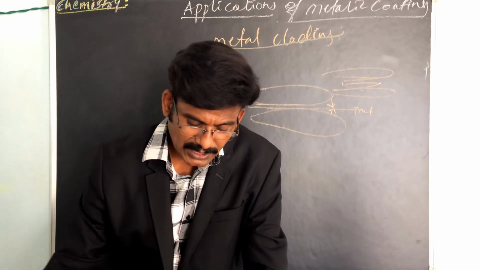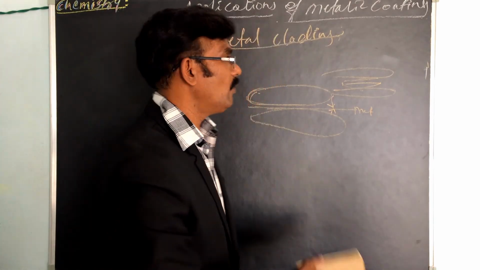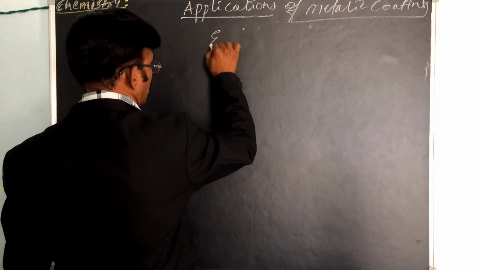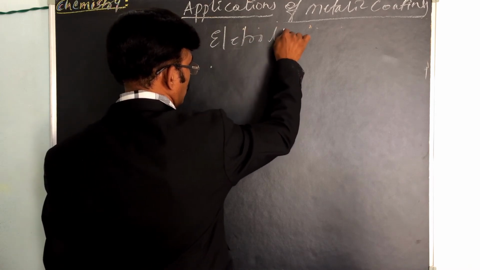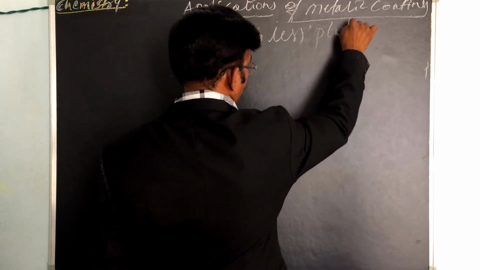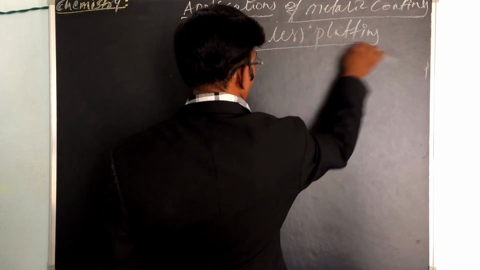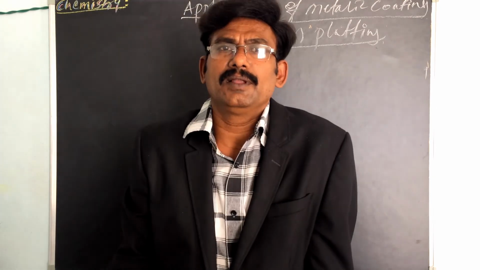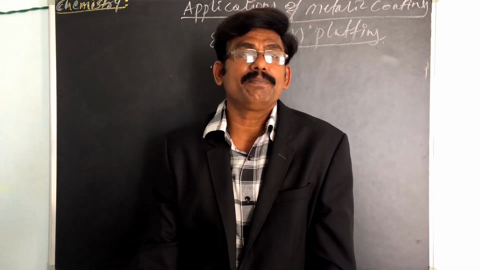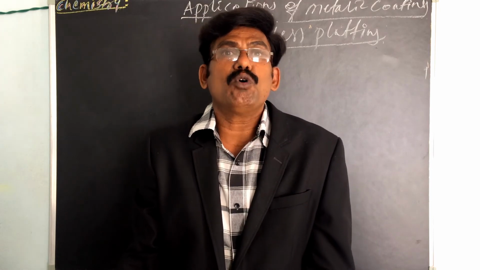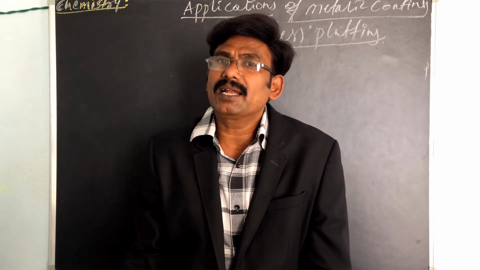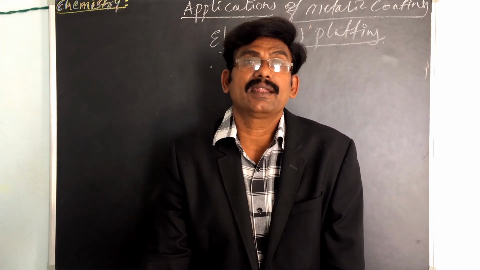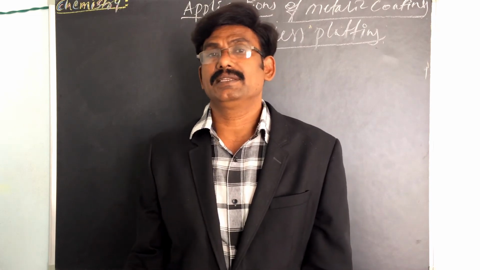And the final one is electroless plating. What is that? Electroless plating. It is used to deposit a layer of nickel-phosphorus or nickel-boron alloy on solid work pieces such as metal or plastics. This process relies on the presence of a reducing agent.